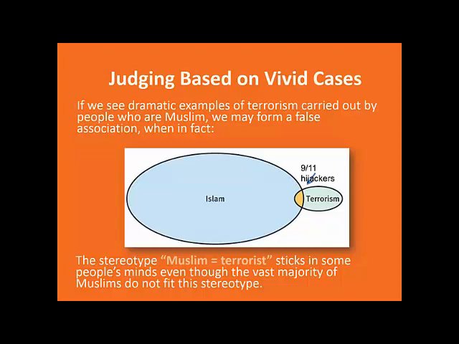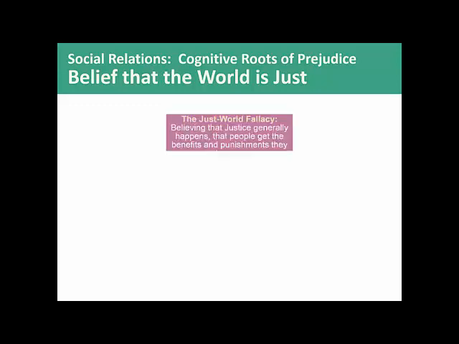Using this example here, we have Islam, which is a huge number of people, and we have terrorism, which is also a very much smaller number of people, and the overlap between those who are Muslim and those who are terrorists is actually quite small, although now, because of the 9/11 attacks, we associate being Muslim with being a terrorist, which has led to a lot of prejudice.